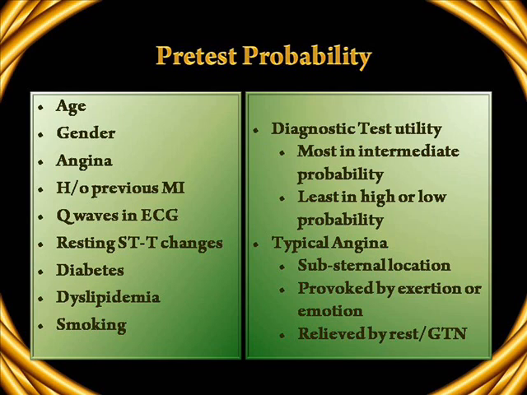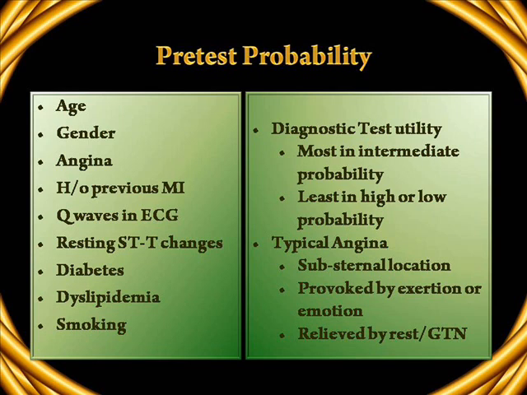Are there Q waves in the resting ECG? Are there ischemic changes in the resting ECG, such as ST changes? Is he a diabetic? Is there dyslipidemia? Does this patient smoke? Based on this information, there are computer programs where you feed this data into a simple program and then work out a pretest probability. Or there are tables through which we can just figure out what will be the pretest probability for a given patient using this data.